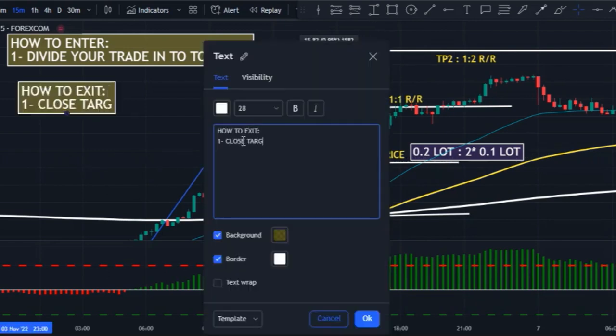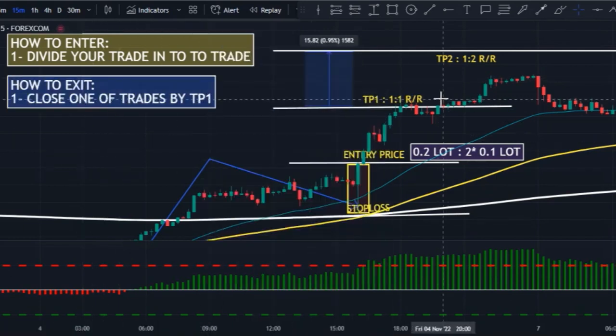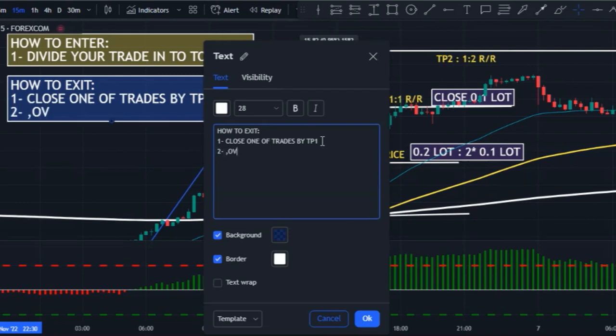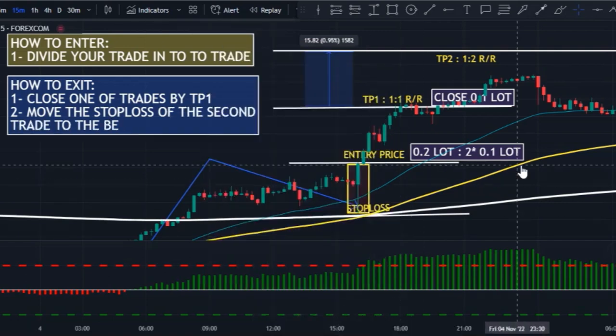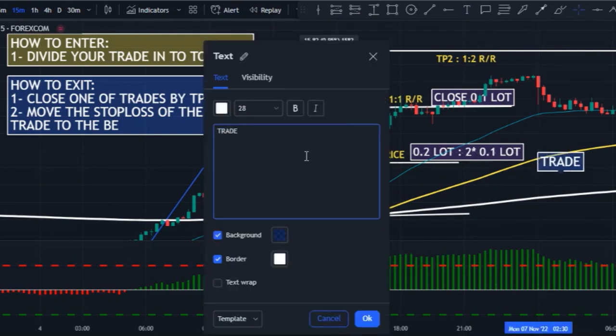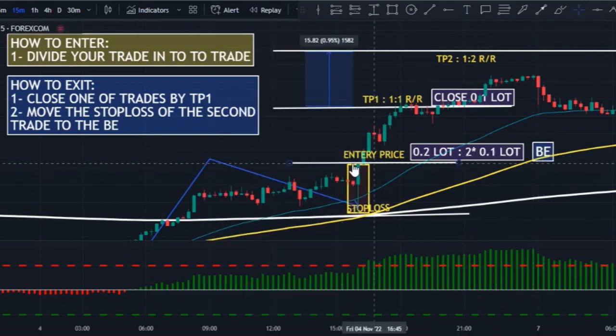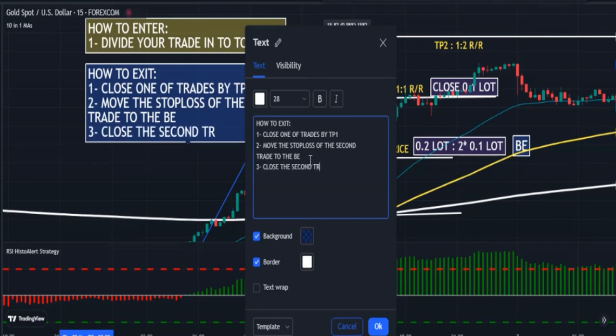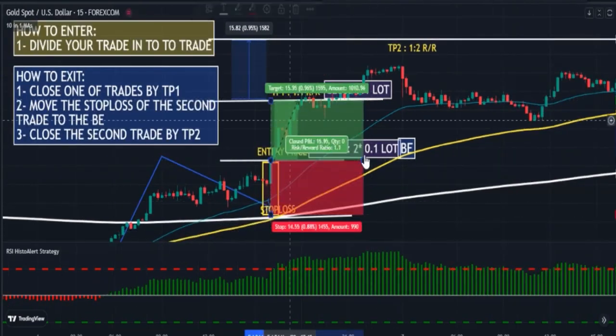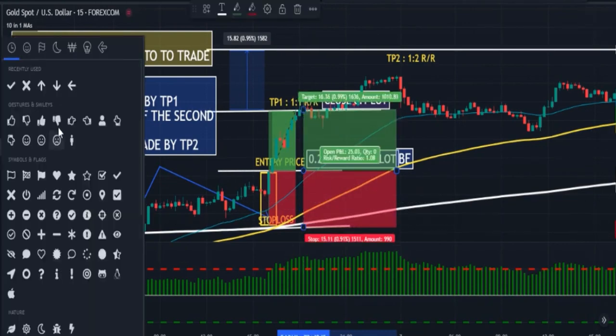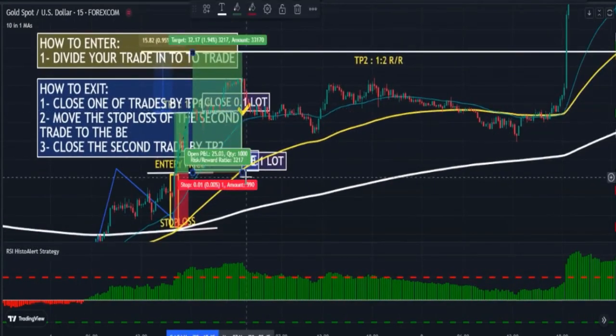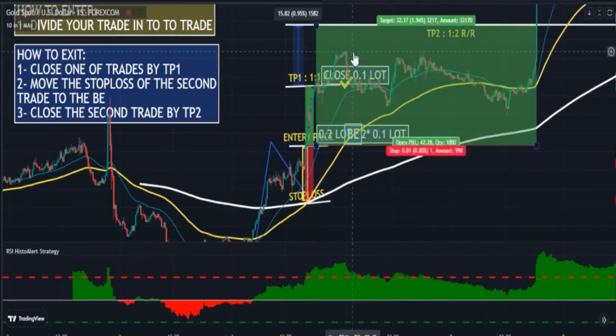Now when the price action reaches target 1, the first trade will be closed. Now we should move the second trade's stop loss to the break-even point. So now if the price action continues to move in the direction of your trade, the second target will be touched. And if the price returns, we will exit the second trade without any losses.